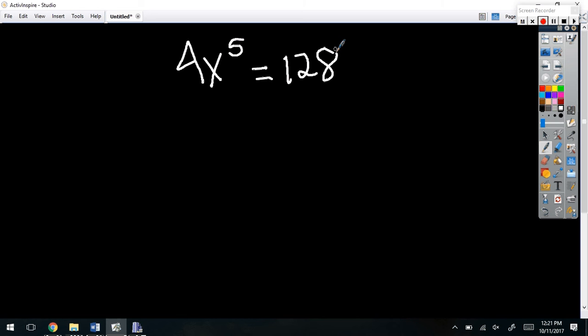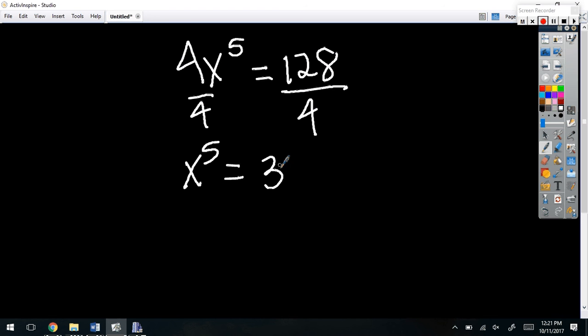Let's say I was solving an equation. If my pen will write. Tell me how you go about solving that. What's your first step? Divide by 4. Everybody knows that, right? We're backing our way out because x is only written in there one time. All right, so I got 32. Now the question becomes, how in the world do I get rid of this? You fifth root it, absolutely.